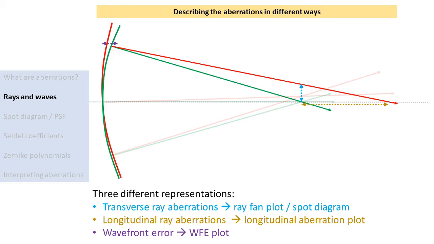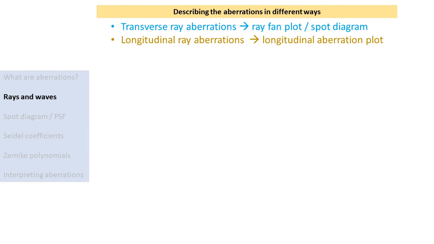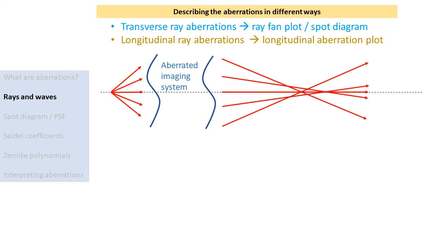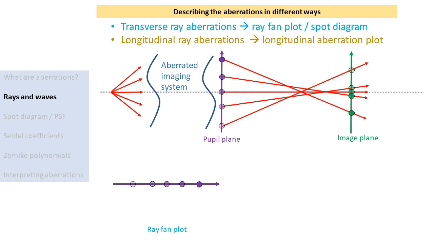These three different ways to describe aberrations lead to different ways to visualize these aberrations. To distinguish different rays of light, we specify where they intersect the pupil plane. To evaluate how each light ray is aberrated, we specify where they intersect the ideal image plane. To create a ray fan plot, we plot for a cross-section of the pupil where the rays intersect the cross-section of the image plane.